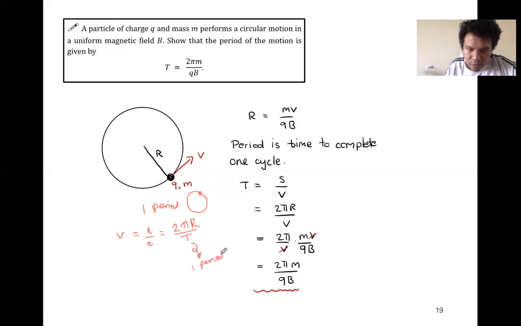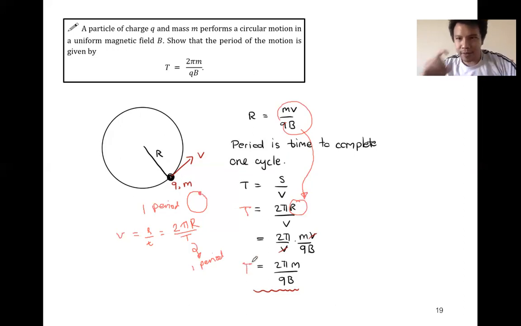So from this relation, I can say that T, or the period, is 2 pi r over v, and then from r equals mv over qB, we can derive the new formula for the period. So that's how we do it. Easy.